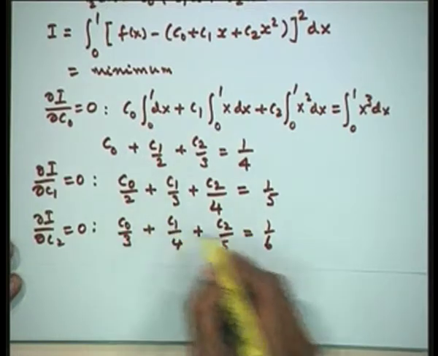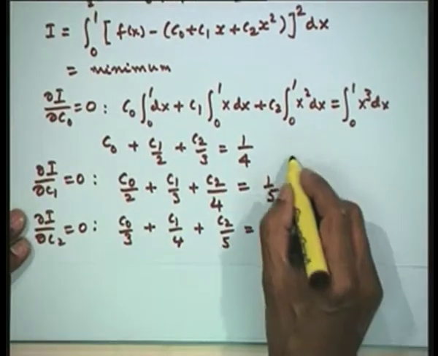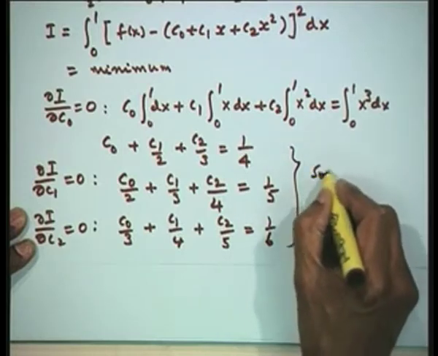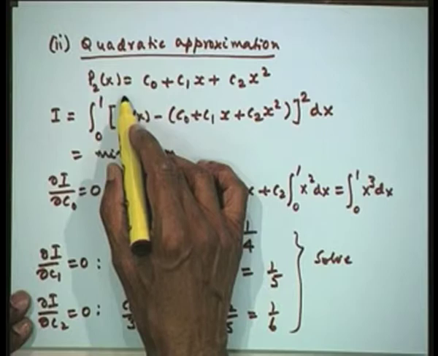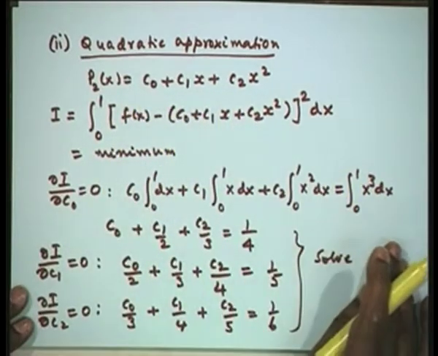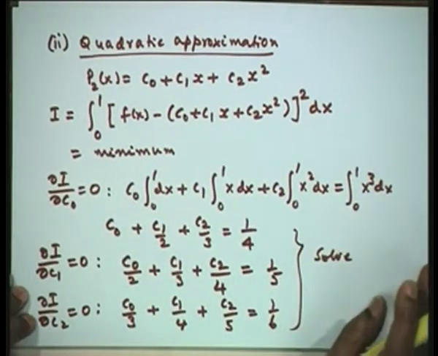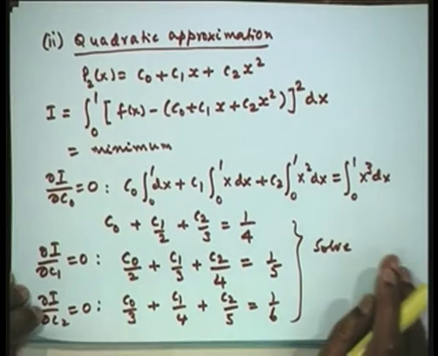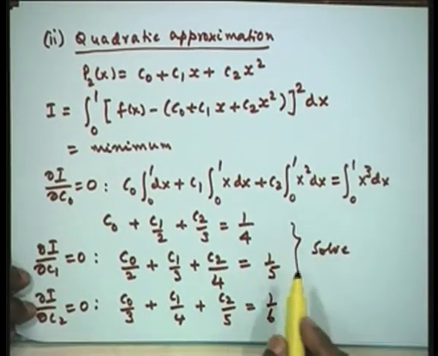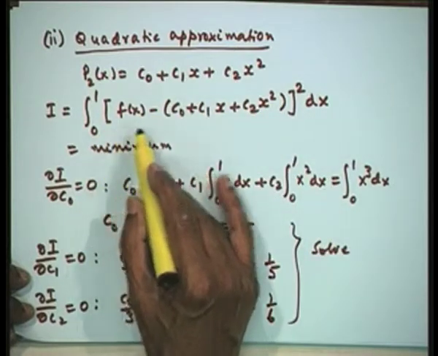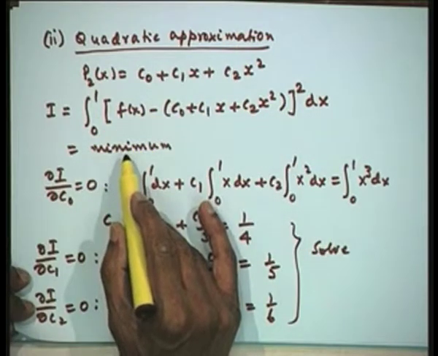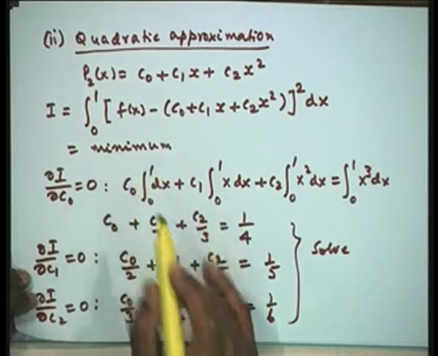Now, this is a simple system to solve. We can solve this system and then substitute these values in p2(x), that is c0 + c1 x + c2 x squared, to get the quadratic approximation in the least square sense. We can similarly find the least square error by substituting the values of c0, c1, c2 in this expression and get the minimum error that would be committed in the least square sense.